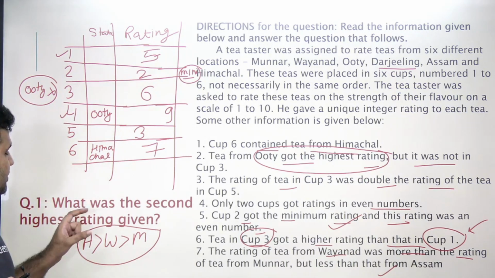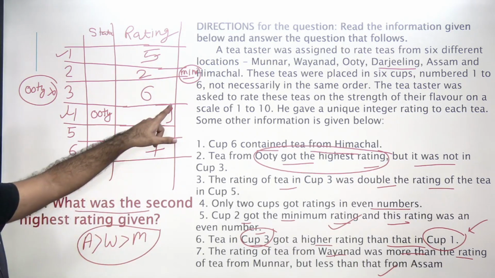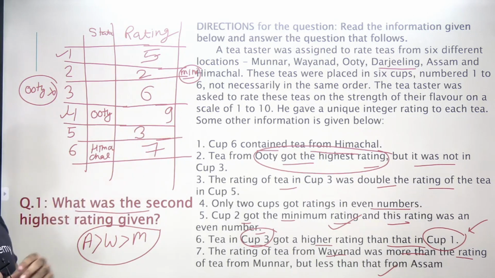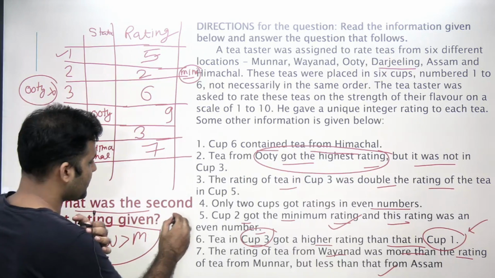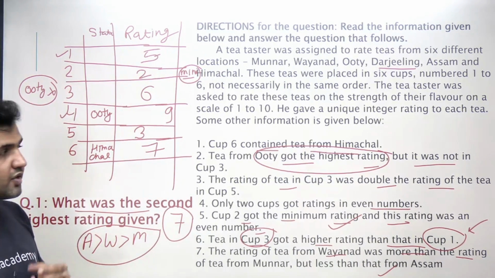If you look at the first question, what was the second highest rating given? You see that the first highest rating is 9, the second highest rating is 7. I don't require this information of state to answer my first question. So the answer to this question is 7, right? The answer to this question will be 7.